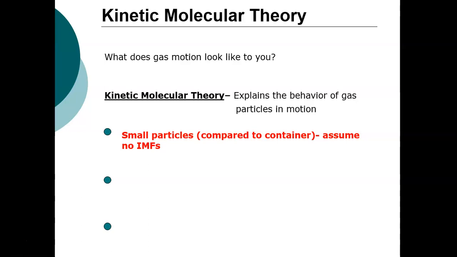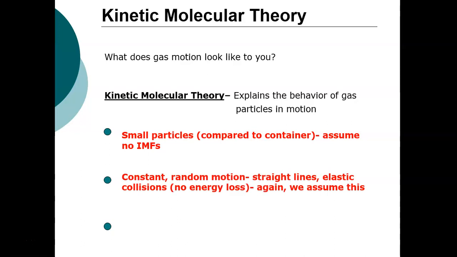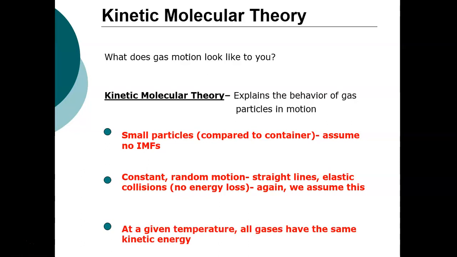Okay, so the first principle is that these gas particles are really small compared to the container that they're in, and that also means they're far away from each other. So what we're assuming is that they're not interacting with each other. There's no intermolecular forces. Now, that's not a perfect assumption. The more polar a gas molecule is, the more likely it is to interact with other gas molecules, but we're going to assume this. And we're also going to assume that gases are in constant random motion, that they're moving in straight lines with elastic collisions, which means no energy loss. Again, not a perfect assumption, but we're going to make it. And we're also going to assume that at a given temperature, all gases have the same kinetic energy.